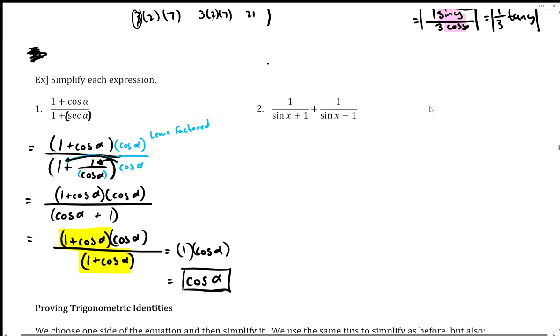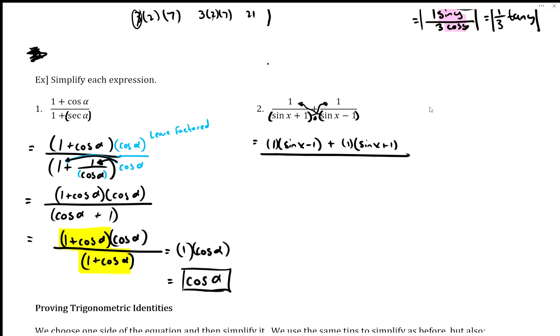Here we've got two separate fractions. When you have two separate fractions, you usually want them to be combined into a single fraction. So that means this sine of x plus 1 and this sine of x minus 1 should multiply down in the denominator, and then the bottom right will multiply the top left. The bottom left will multiply the top right. So we have 1 times sine of x minus 1, and then plus 1 times sine of x plus 1.